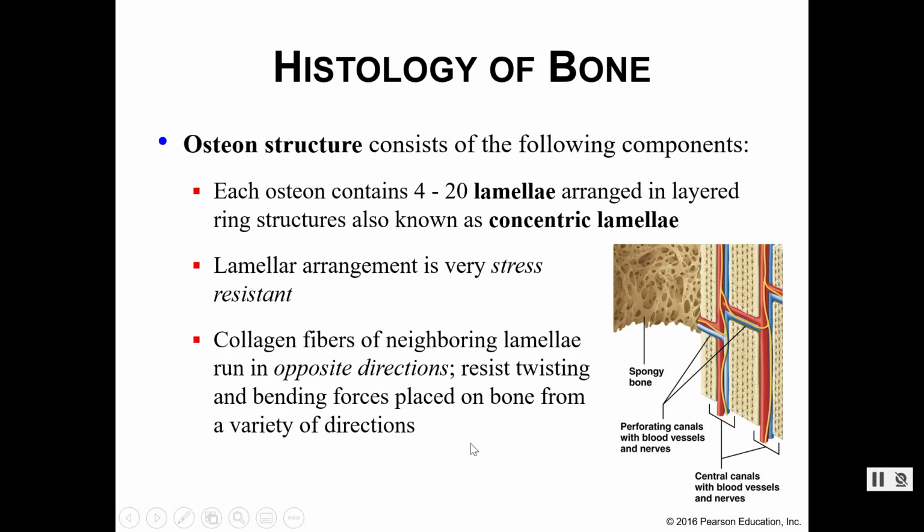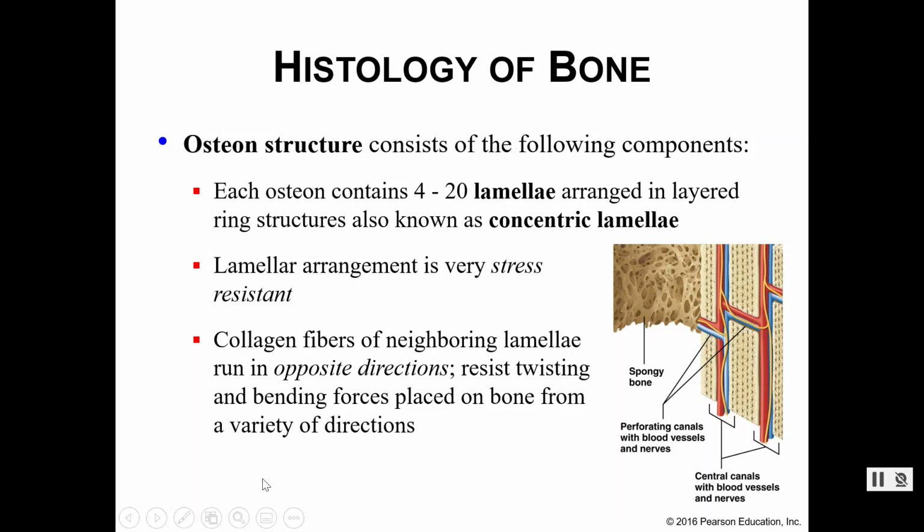Each osteon has anywhere from about 4 up to about 20 lamella in those concentric circles, those concentric lamella. The lamella are very stress resistant. So again, what is our overall purpose? Our overall purpose of the arrangement of the lamella, the creation of the osteons, the composition of both the organic and the inorganic matrix, one of the biggest functions is to keep your bones from breaking.